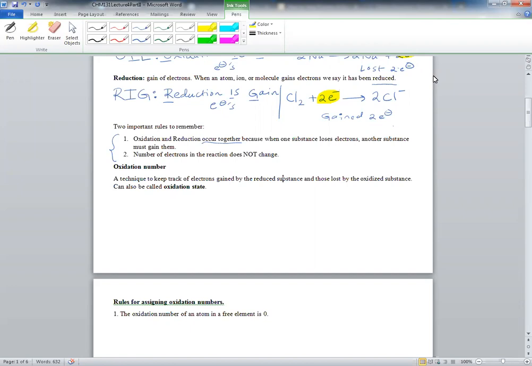So if you ever see it as oxidation state, it means the same thing. We're going to use oxidation numbers, and I usually like to say OX number just like that.